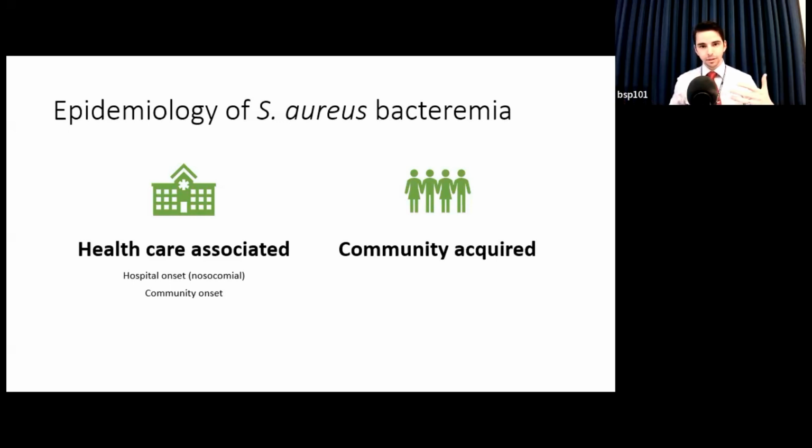The annual incidence of Staph aureus bacteremia in the US is probably about a quarter that of myocardial infarction. So it's not a small number. When we think about Staph aureus bacteremia, we categorize it as healthcare-associated or community-acquired disease. And that's because patients falling into those different categories have different risks of developing complication from their infection.